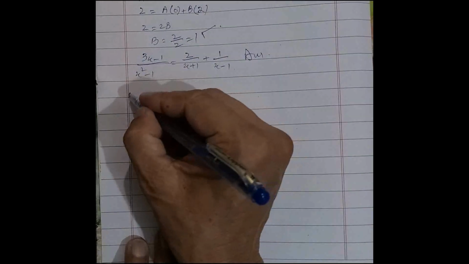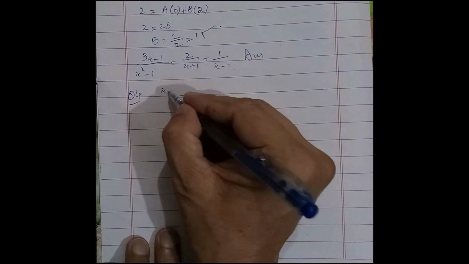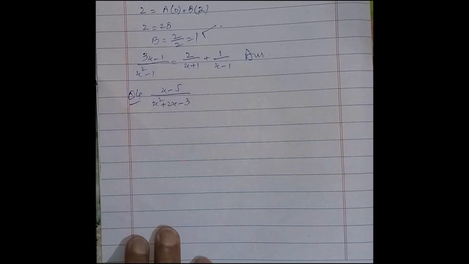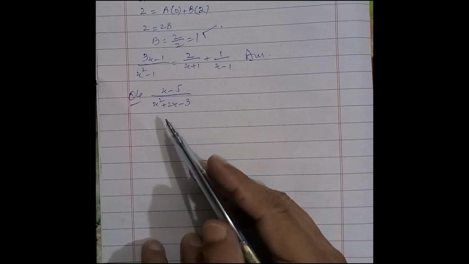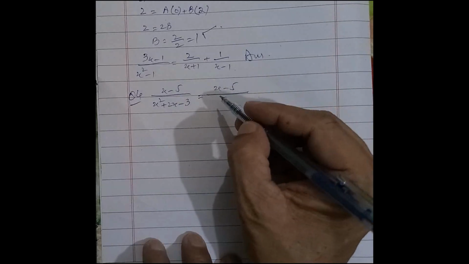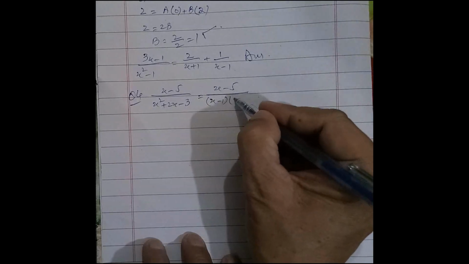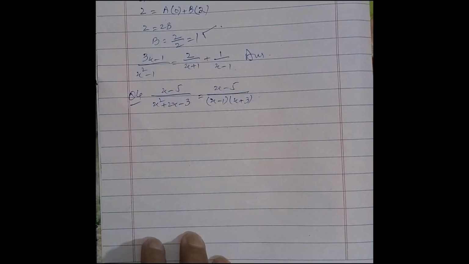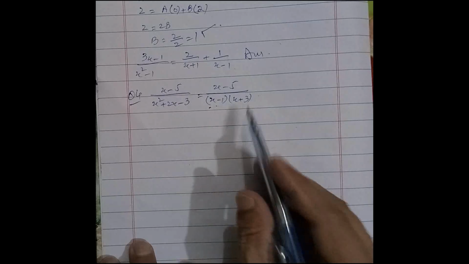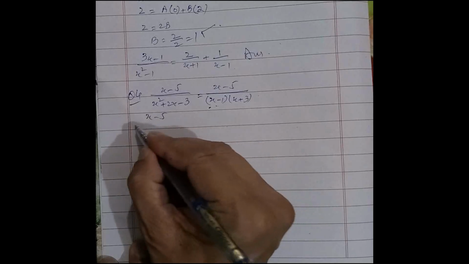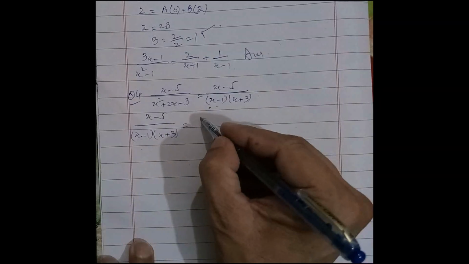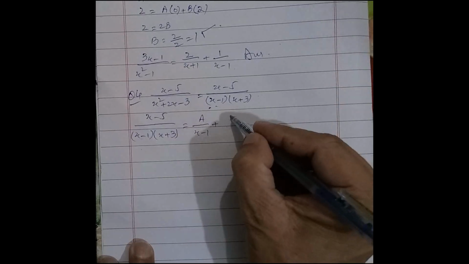Now we solve question 4, which is x minus 5 over x square plus 2x minus 3. First we factorize the denominator, which is x square plus 2x minus 3, so we get x minus 5 over x minus 1 and x plus 3. Now we have x minus 5 over x minus 1 into x plus 3 is equal to a over x minus 1 plus b over x plus 3.